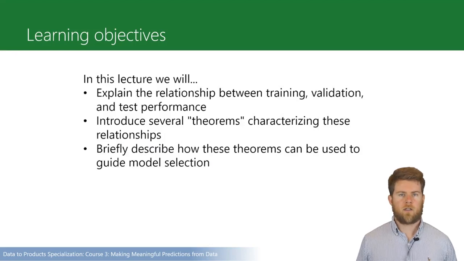So in this lecture, we're going to try and explain the relationship between training and validation and test performance. In the previous lecture, we covered exactly what the roles are of training, validation, and test sets. Here, we're trying to characterize relationships between the performance of some model on those data sets. And that's going to briefly help us to describe how these theorems can actually be used for model selection when we're going to implement it in code later on.